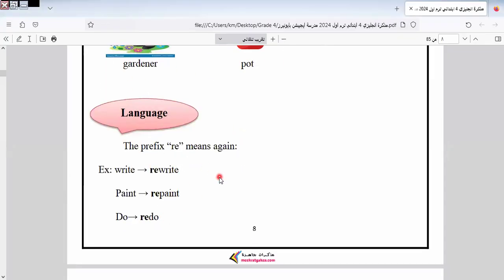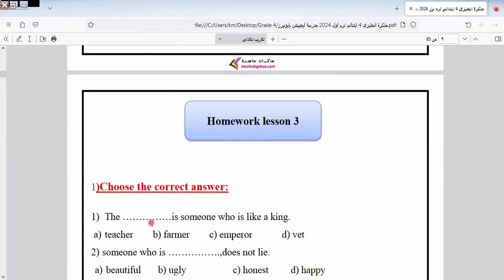In this unit, we also talk about the prefix re, which means doing this action again, right? When we say rewrite, I write this sentence again. So we say rewrite, repaint, redo, and so on.